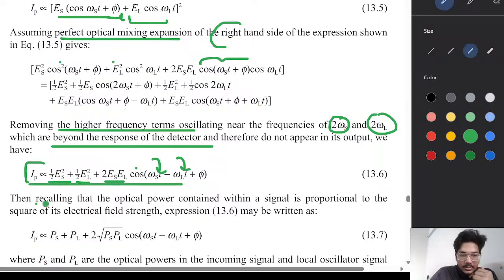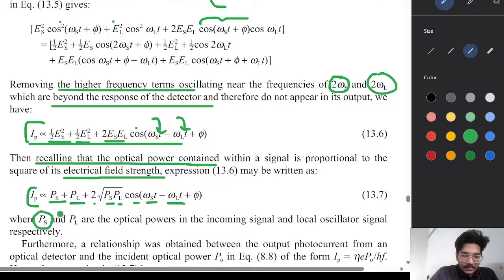Recalling that the optical power content of the signal is proportional to the square of the electrical field strength, we can say that IP is directly proportional to P S plus P L plus 2 root of P S P L cos of omega S t minus omega L t plus phi. P L and P S are the optical powers of the local oscillator and the incoming signal.